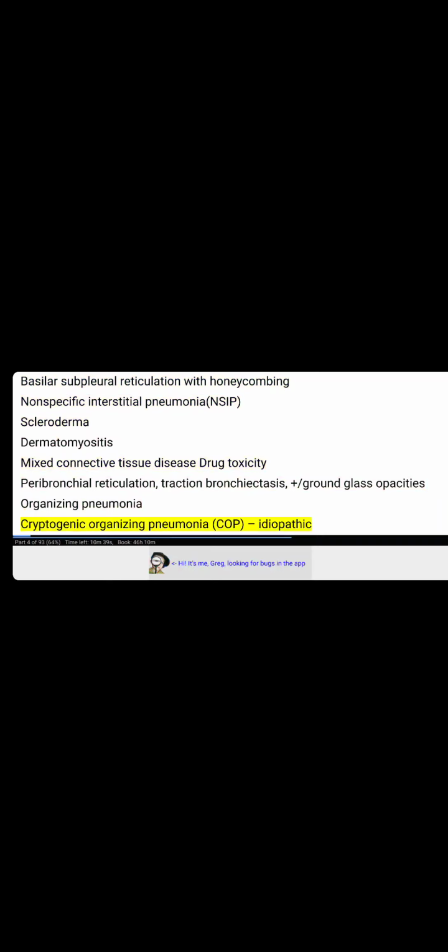Organizing pneumonia: cryptogenic organizing pneumonia, COP, idiopathic, drug toxicity, connective tissue disorders, particularly SLE and dermatomyositis. Peripheral or parabronchial ground glass or consolidative opacities. Respiratory bronchiolitis, RB, smoking-related spectrum, upper lobe centrilobular nodules. Desquamative interstitial pneumonia, DIP, smoking-related spectrum, lower lung predominant ground glass.